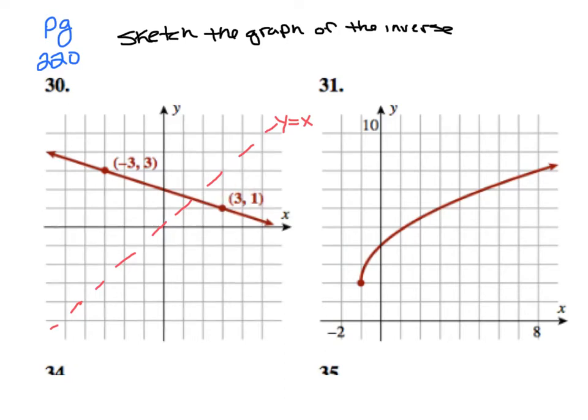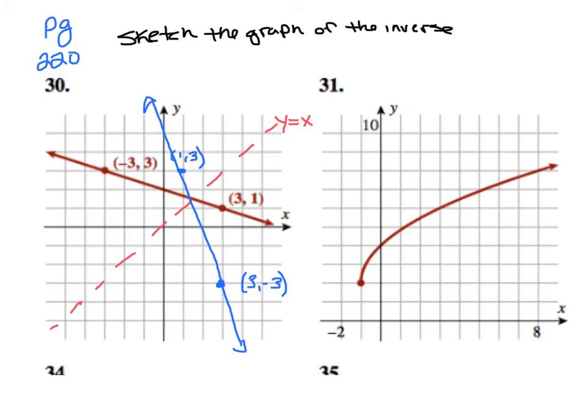So instead of 3, 1, we're going to look at 1, 3. And instead of negative 3, 3, we're going to do 3, negative 3. And now I'm just going to connect our two dots. And that's our inverse.